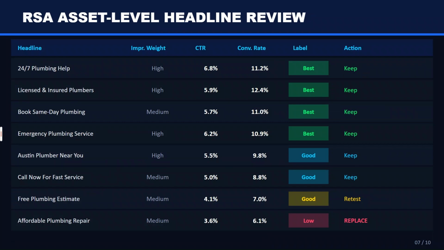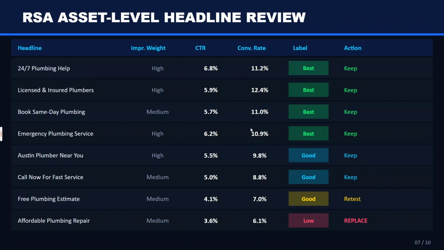So now let us go one level deeper. We are looking at individual headlines inside Google Responsive Search Ads. In Responsive Search, you can add up to 15 headlines, right? Google mixes and matches them. So you need to know which ones are actually performing and which ones are pulling your result down. Look at top performance first. These are labeled Best, in green.